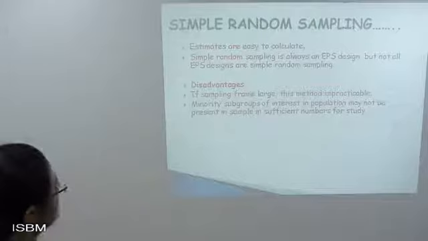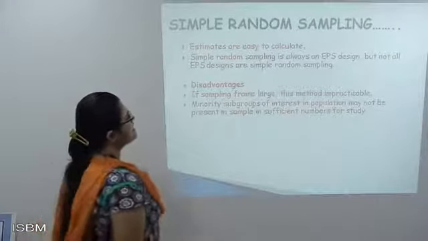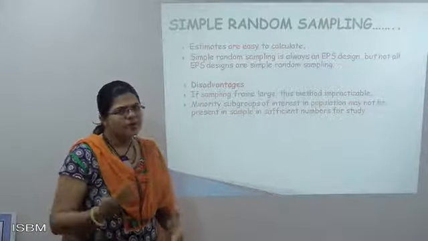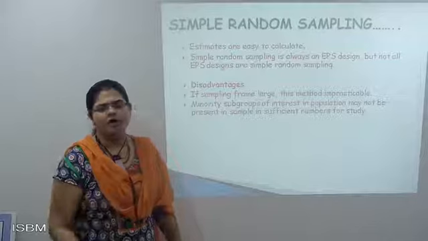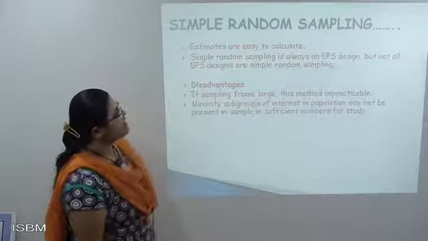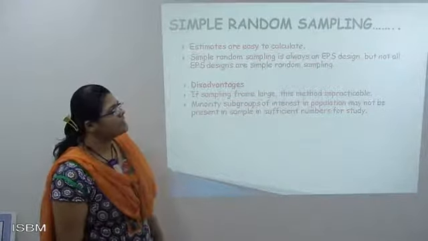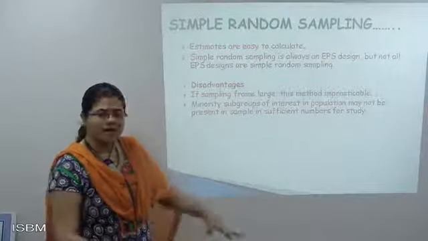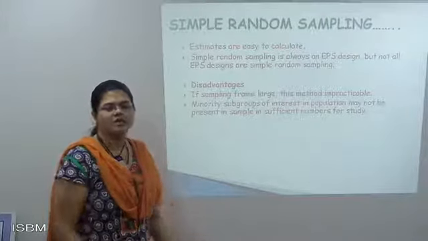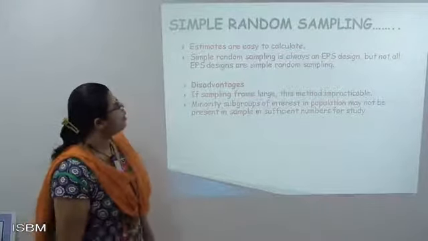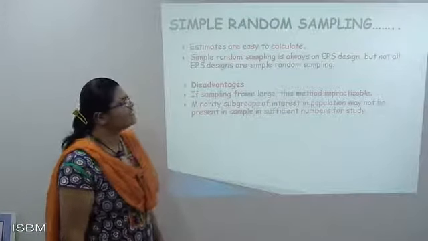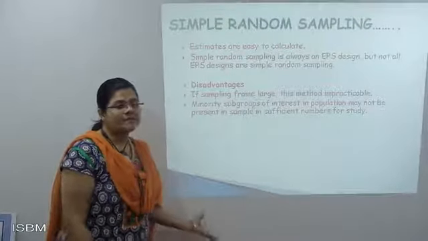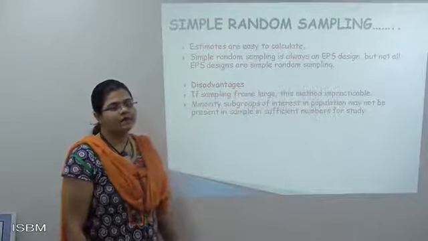Now, going more internally into this, estimates are easy to calculate, obviously because the population is very small. From this you can estimate and get the information easily. Simple random sampling is obviously an EPS design, which is an easy way where you can design according to your needs and finally get the data properly. But not all EPS designs are simple and random. You cannot say it applies to all, because non-probability comes into it, so that is why you cannot say it is for all.